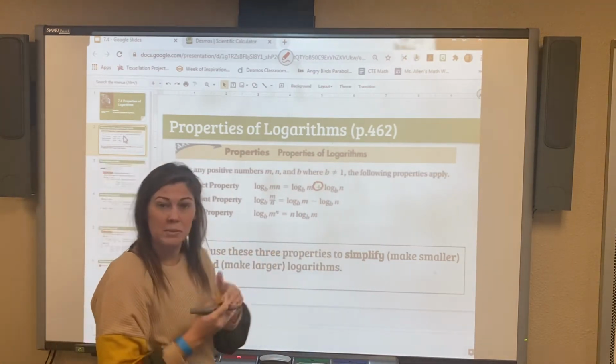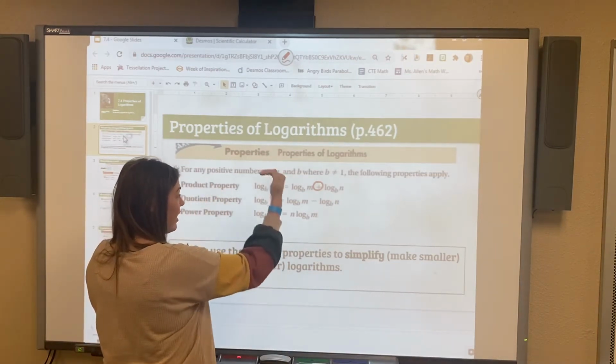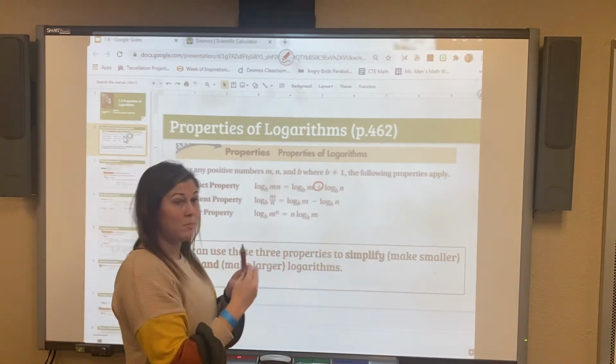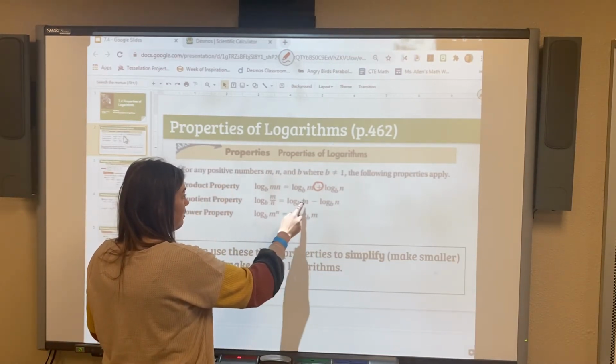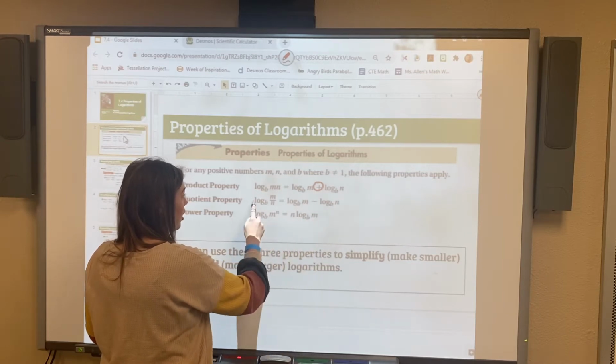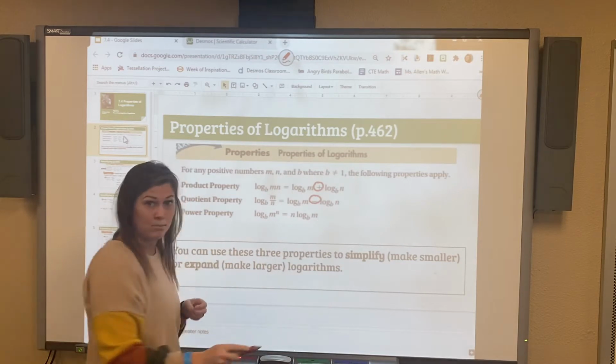Quotient property, which means division. If we have log base b of m divided by n, we can separate this by subtraction, okay? So we have log base b of m, which is our numerator, minus log base b of n. So quotient would be separated by subtraction.